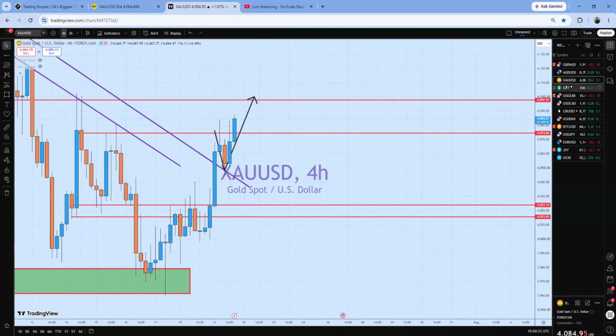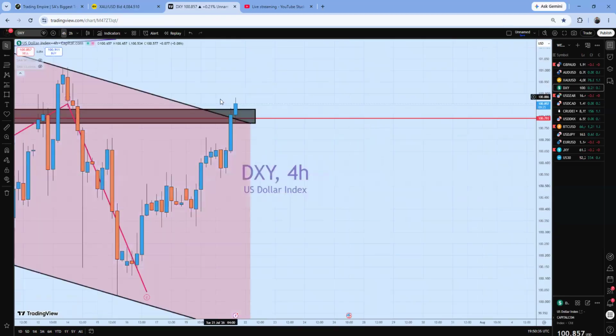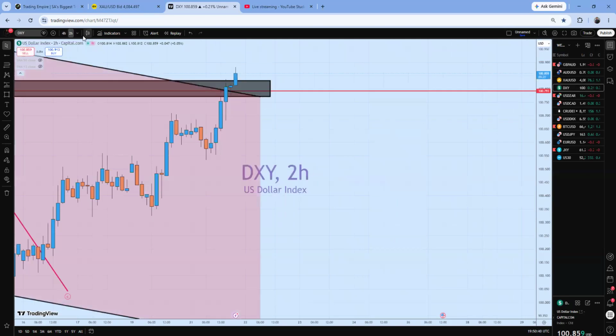So I've explained DXY as well, that it broke out and retested, right? If you look to a smaller time frame, you can see that it broke out, came back with that candle and retested. Now it's moving up. Cool. So, like I said, these are my top two. If you focus on those ones, probably those are the best for the week.